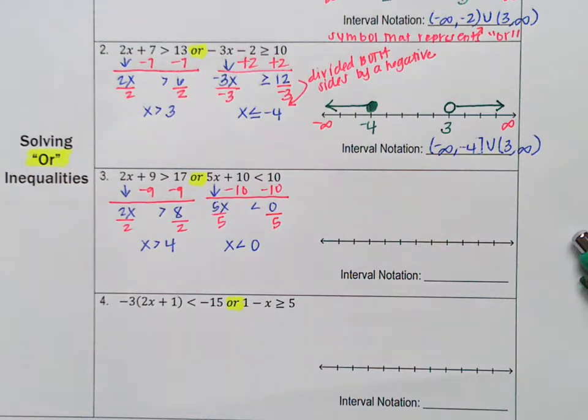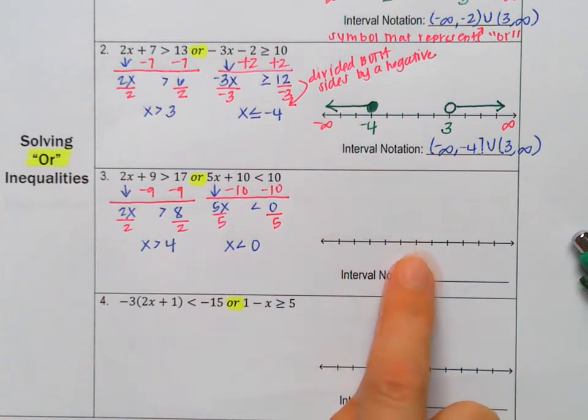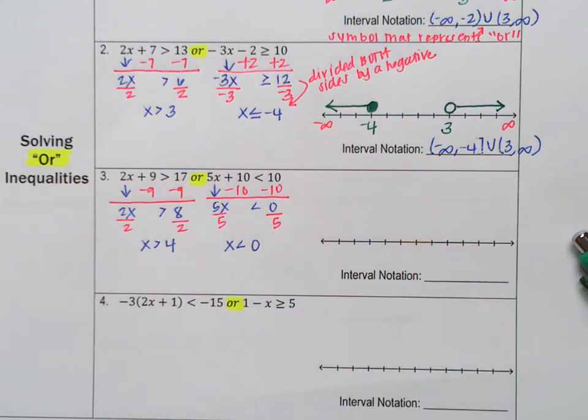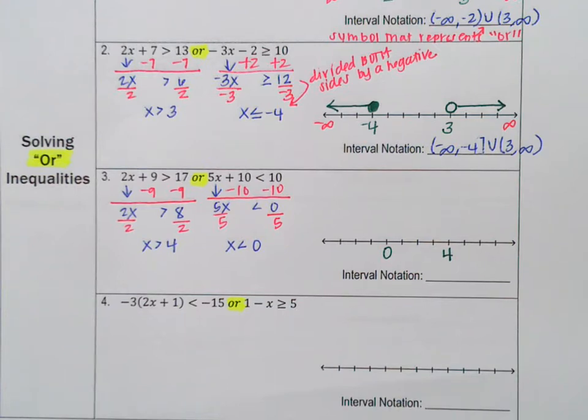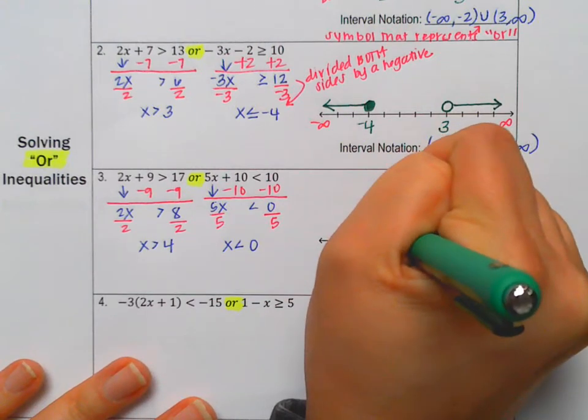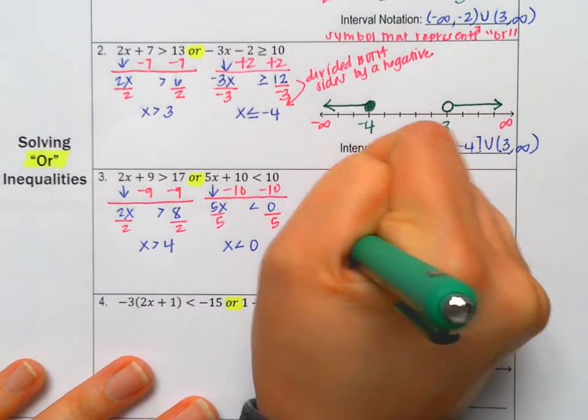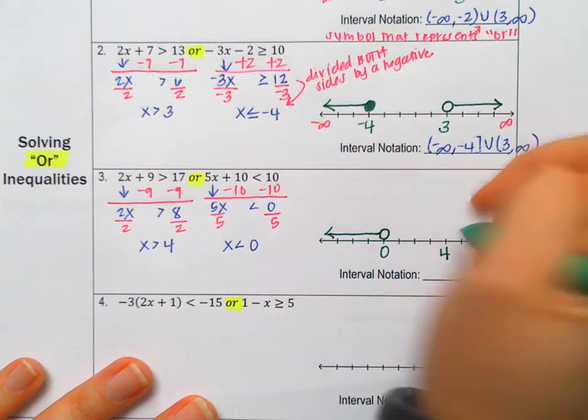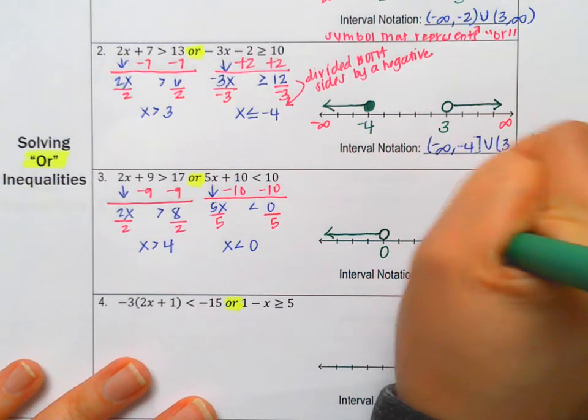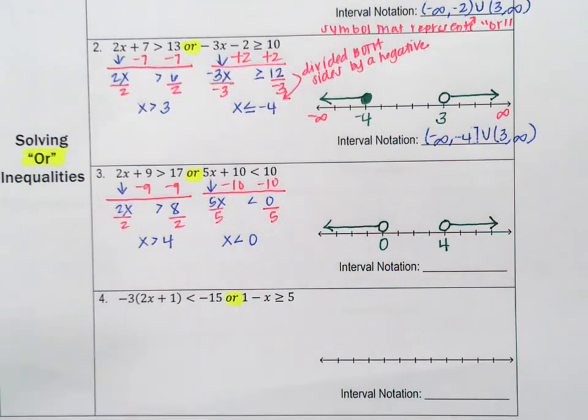So I want you guys to try to graph these 2 on your own. Graph them on the number line and then come back to check your work. Pause me here, and come back to check your work. Remember, your first and most important thing is to make sure they're in order. So 0 should come before 4 because it's least to greatest. And then x less than 0 is an open circle going in the negative direction. And x greater than 4 is an open circle going in the positive direction.